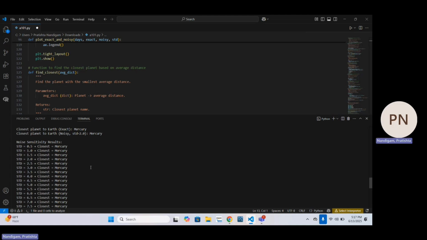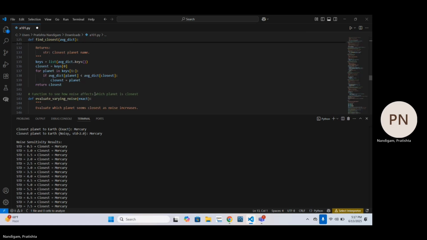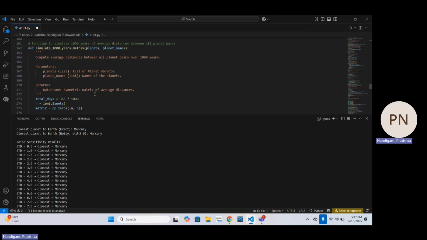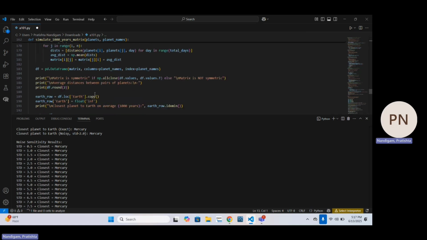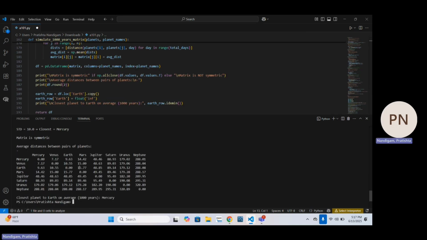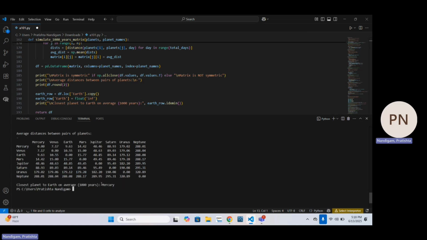Finally, I ran a 1000-year simulation, which is 365,000 days, and computed the average distance between all 8 planets. I created an 8 by 8 matrix and printed it using a symmetric data frame. To verify, we can see in the output that the matrix is symmetric as expected. I then identified the planet closest to Earth on average over these 1000 years.